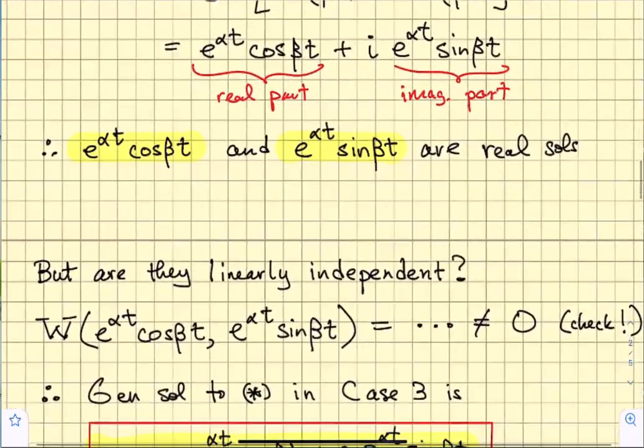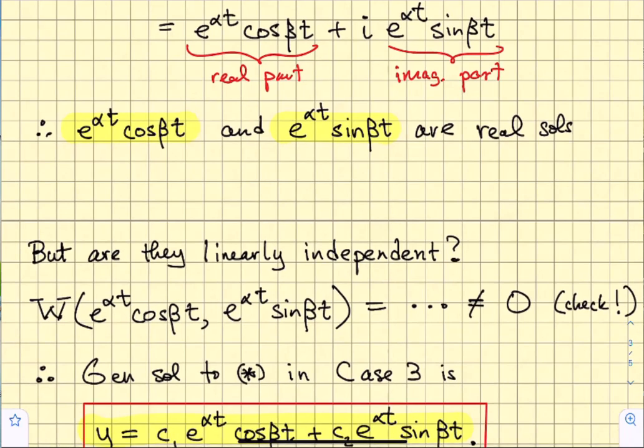And I'll leave this for you to do. I believe it's in the homework. The way we check linear independence is we calculate the Wronskian of this function together with this function. So we want to calculate the Wronskian of e to the alpha t cosine beta t and e to the alpha t sine beta t. I won't show the work here. You can check it on your own. But when you do this, you'll get that the Wronskian is not 0. If the Wronskian is not 0, track with me on the logic here, then we just found two linearly independent real solutions to our second order differential equation.